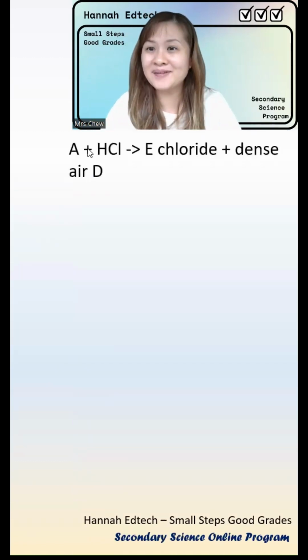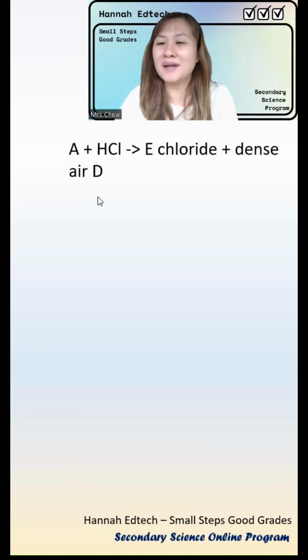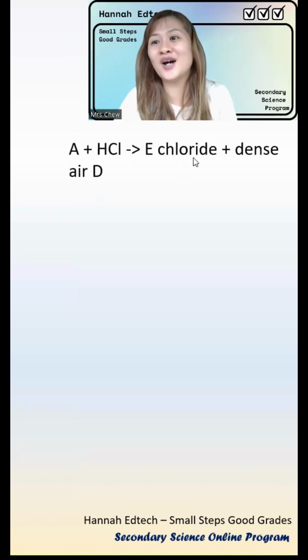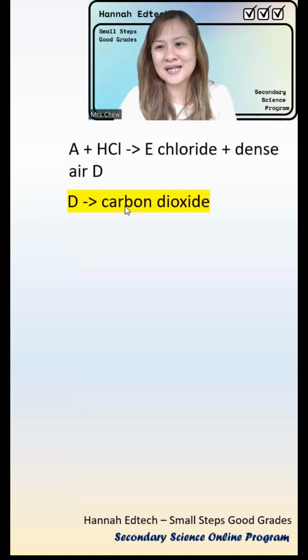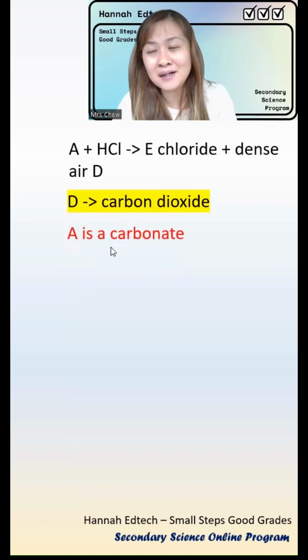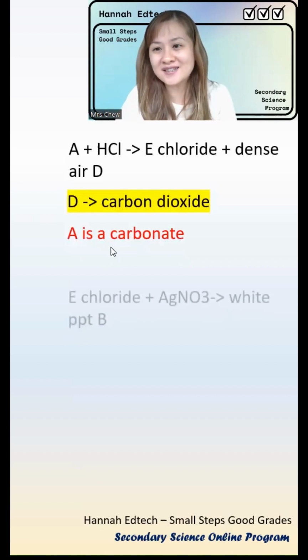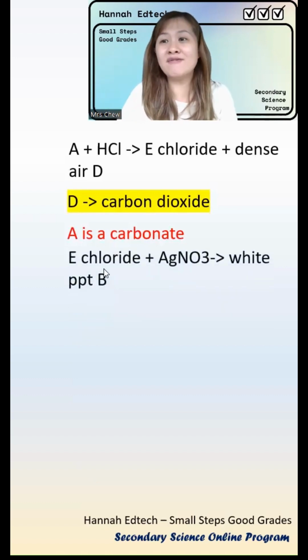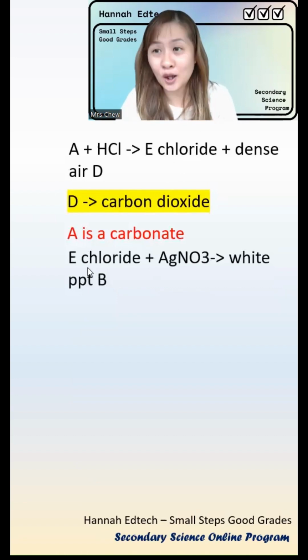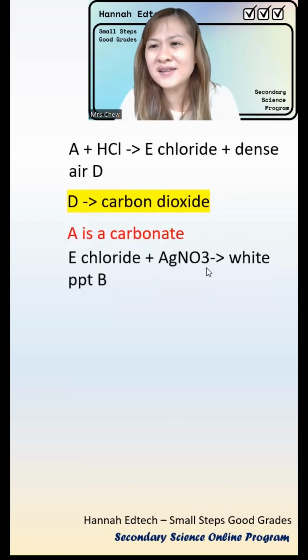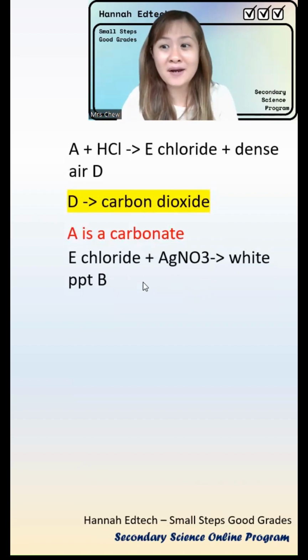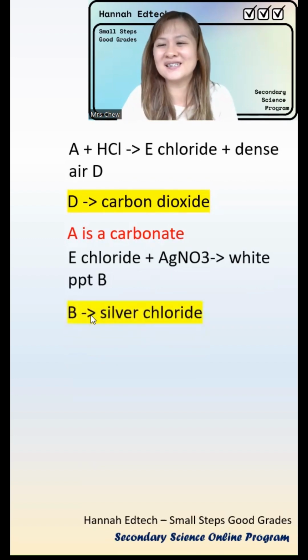So a recap, when A plus hydrochloric acid, a chloride will form and we are given that D is denser than air. So D is carbon dioxide. A must be a carbonate. That's why I asked you to write down your notes. And we further use the chloride with silver nitrate. So definitely there will be a presence of chloride, right? And the white precipitate B will be silver chloride.